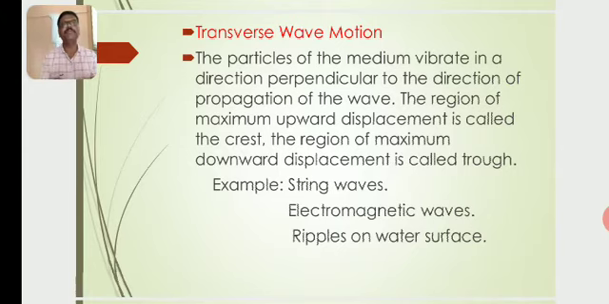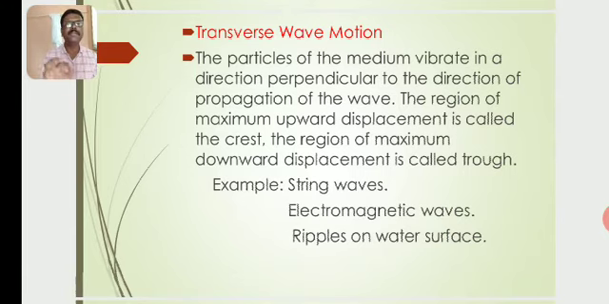So transverse wave motion means that during the propagation of a transverse wave in any medium, the particles in that medium vibrate perpendicular to the direction of propagation of the wave. It consists of a series of crests and troughs. The region of maximum upward displacement is called the crest. The region of maximum downward displacement is called a trough. This is the nature of propagation of a transverse wave in a given medium.